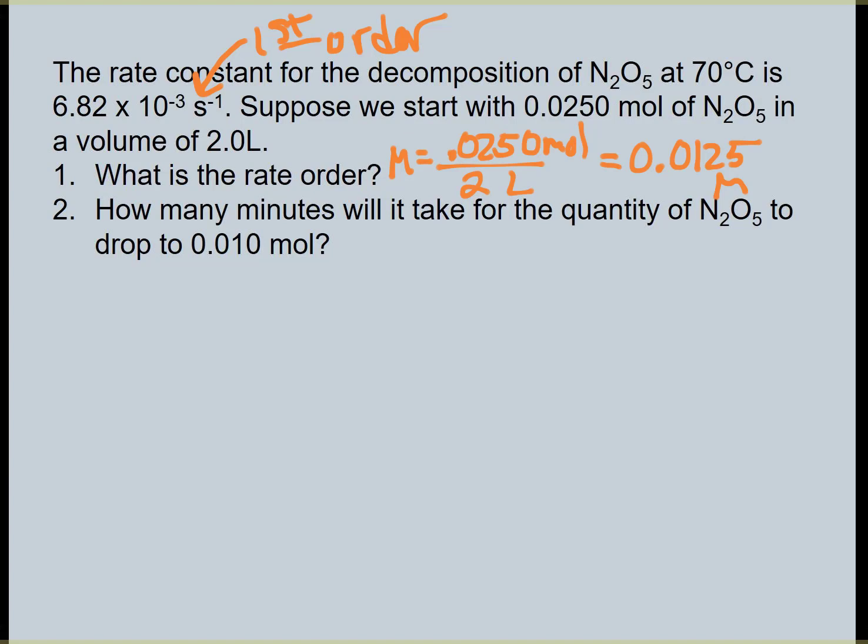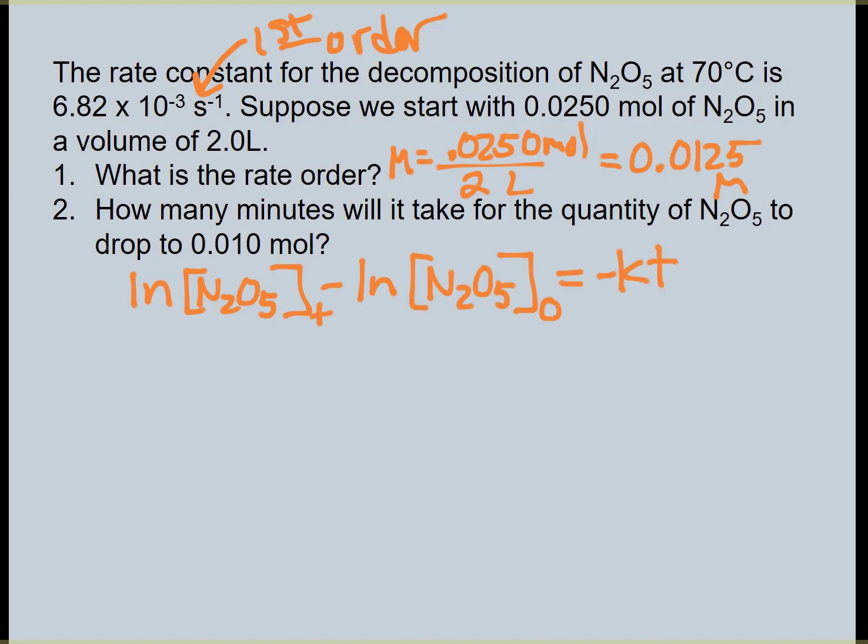We already solved for that. It's first order. And it says, how many minutes will it take? So we need to solve for time. So I know I need to use the first order reactions. That would be the second formula on your data sheet. And then this is going to be my formula. Let me go ahead and just write that out, and I'm going to rearrange to solve for time.